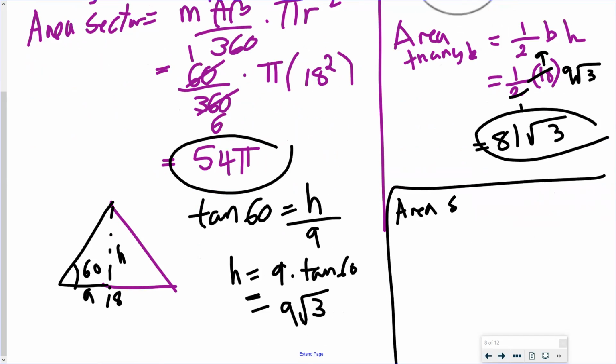Teacher, can't I use the law of sine to find the area of the triangle here? Won't it be easier? Yes, you can do that.